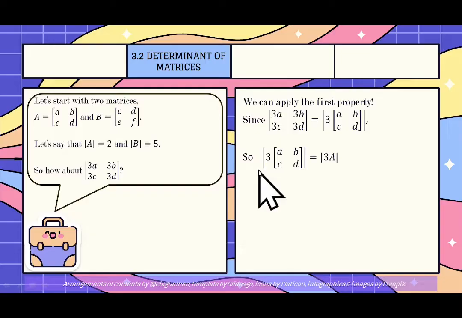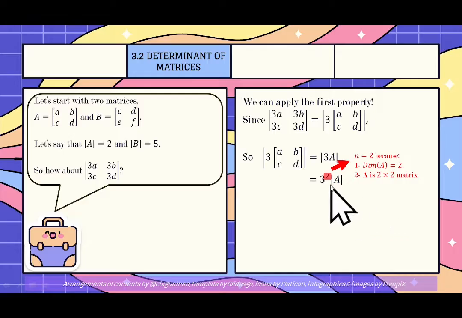Then we substitute the value of the matrix. And when we take the constant 3 outside the sign of determinant, we have to take the power of the dimension of the matrix. As you can see over here, the matrix A is a 2 by 2 matrix. Therefore, the n, or the power of the constant, is 2. Then we calculate 3 squared is 9 and substitute the value of determinant A by 2. There we go, 18 as the final answer.